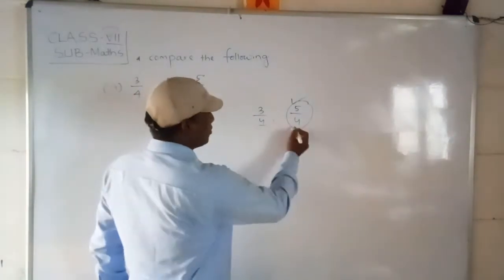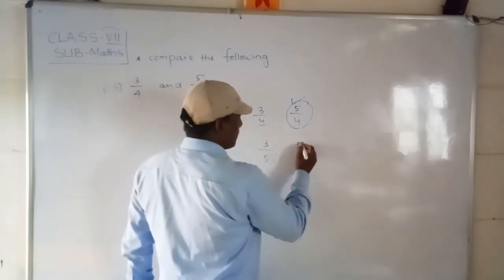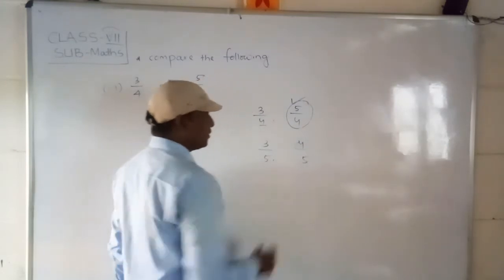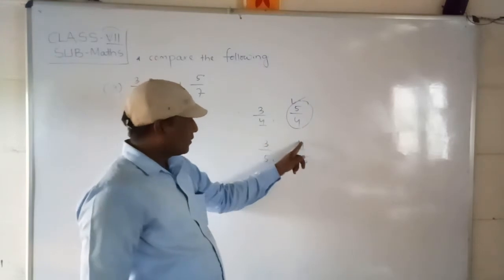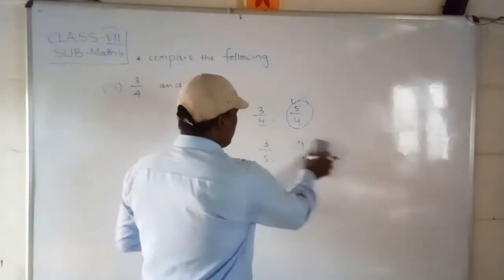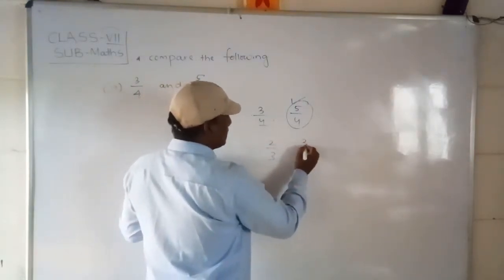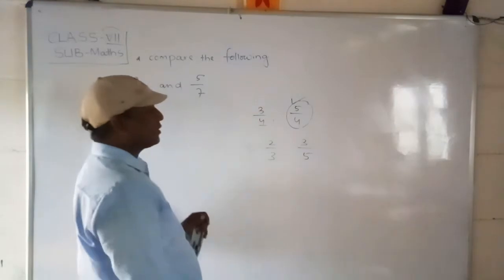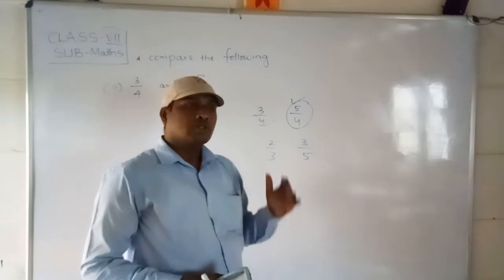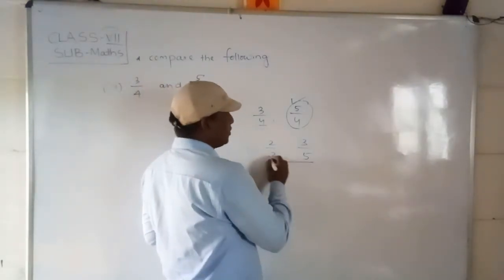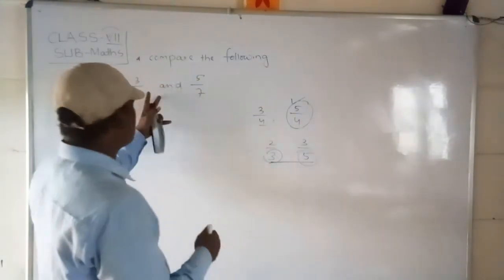Okay, once again I will tell you. Suppose I say 3/5 and 4/5, which is greater? Because the 5 is the same in both, 3 and 4, so 4 is greater and this number is greater. If the denominators are not the same, suppose I say 2/3 and 3/5, which one is greater? In these cases we will get confused. So you have to make both denominators the same. Let us discuss that in this example.